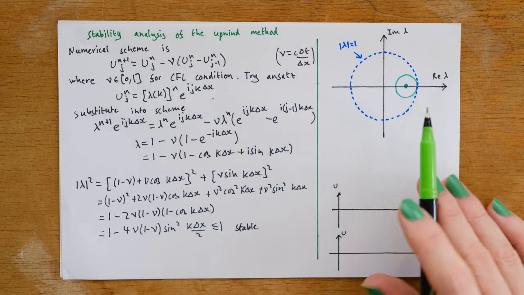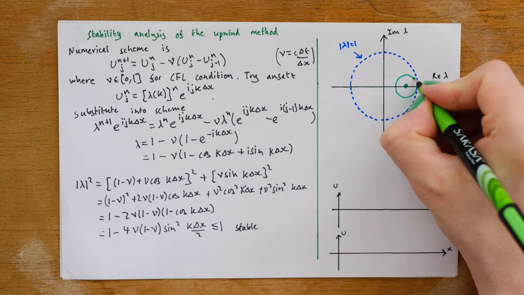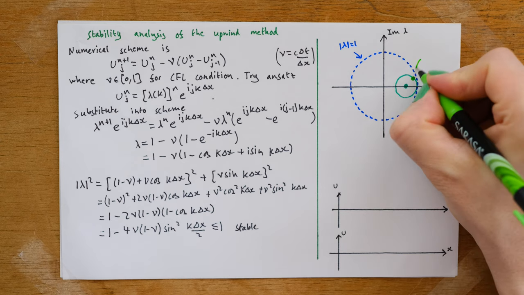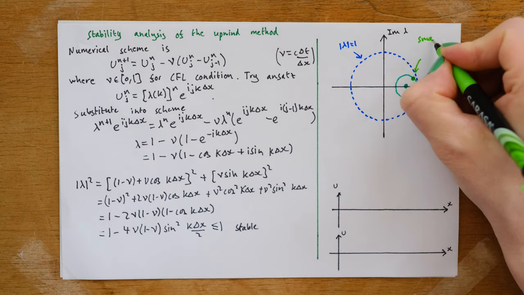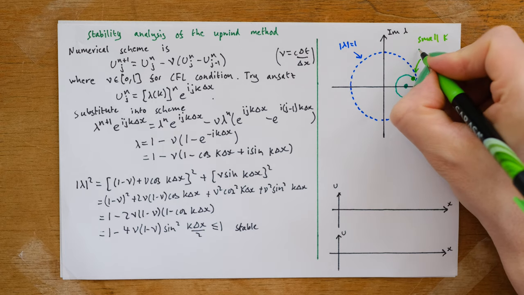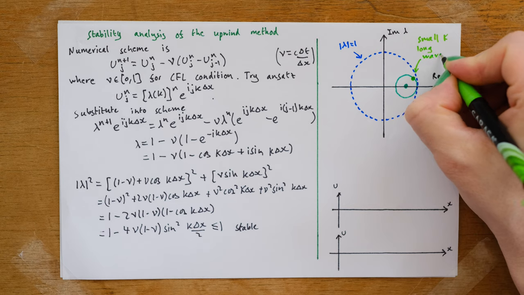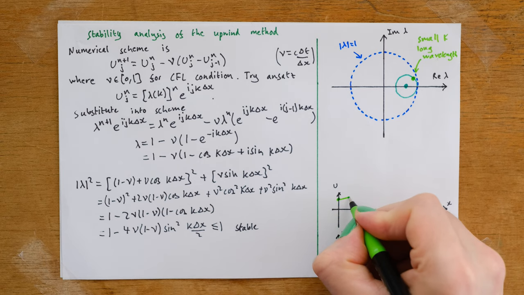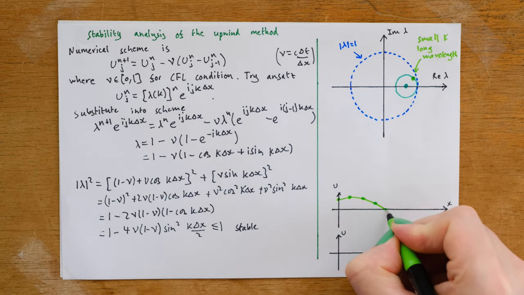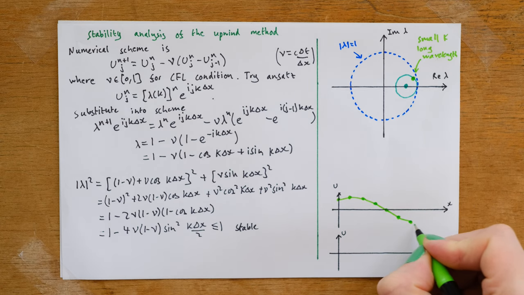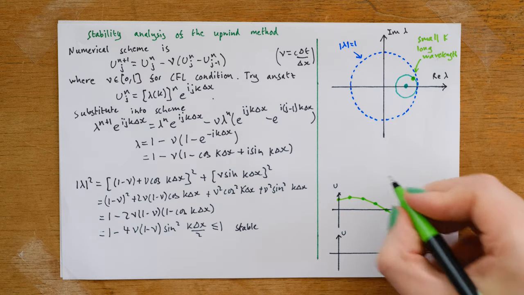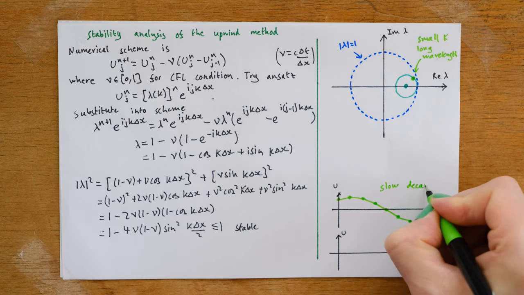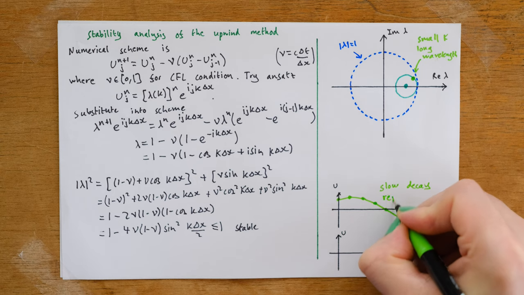scheme. So let's, for example, look at a point here that is close to having magnitude lambda equal to 1. So that will correspond to small k, and that corresponds to long wavelength. So a component in our solution that looks like this, that has a long wavelength, will have slow decay and will be reproduced well by our numerical scheme.